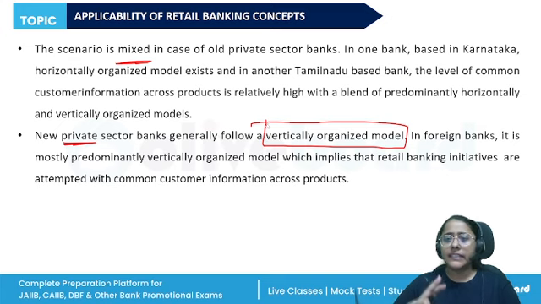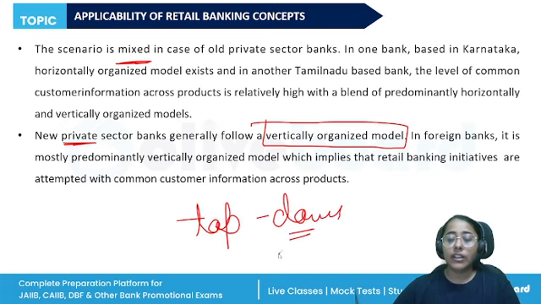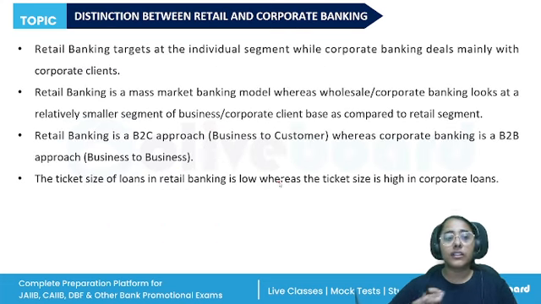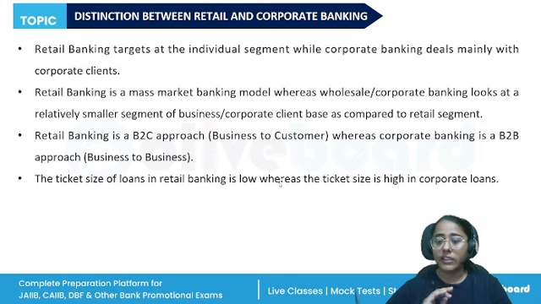Again, the public sector banks, they are traditional. They go with the flat structure. Private sector banks, they are more technologically advanced. They are more ready to adopt the new changes in the workings. So they will go with the vertically organized, the top-down model. Remember this term. Top-down is associated with vertically organized, and flat structure is associated with the horizontal. If we talk about the foreign banks, it is also predominantly vertical, right? The retail banking initiatives are attended with common customer information across the products. This is how the 4 models work.